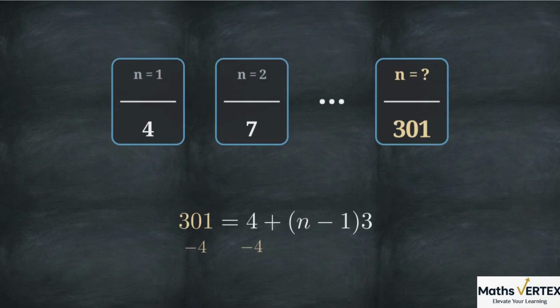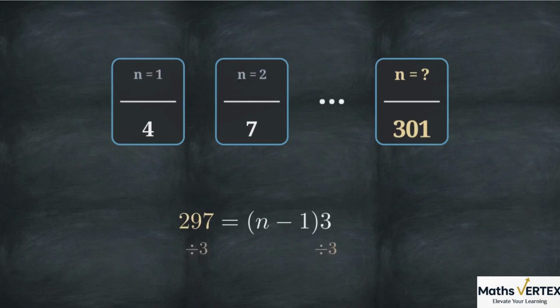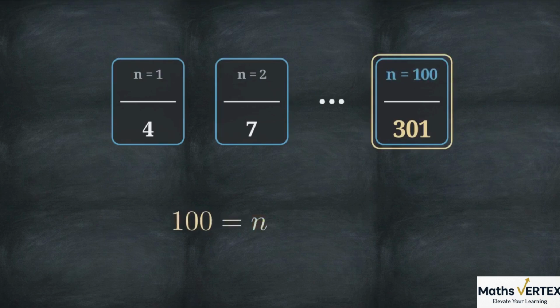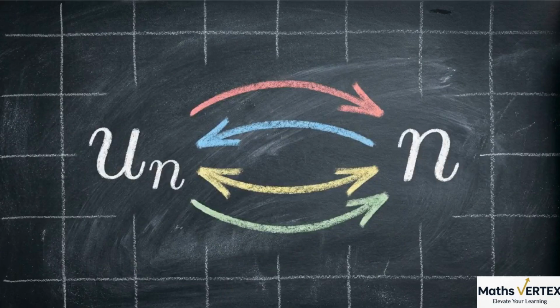To find the position, we set the equation equal to 301 and work backward to isolate n. First, subtract 4 from both sides to get 297. Next, divide both sides by 3, leaving 99. Finally, add 1 to both sides. The sequence hits 301 exactly at the 100th position. Success in these exams requires treating every formula as a reversible equation.